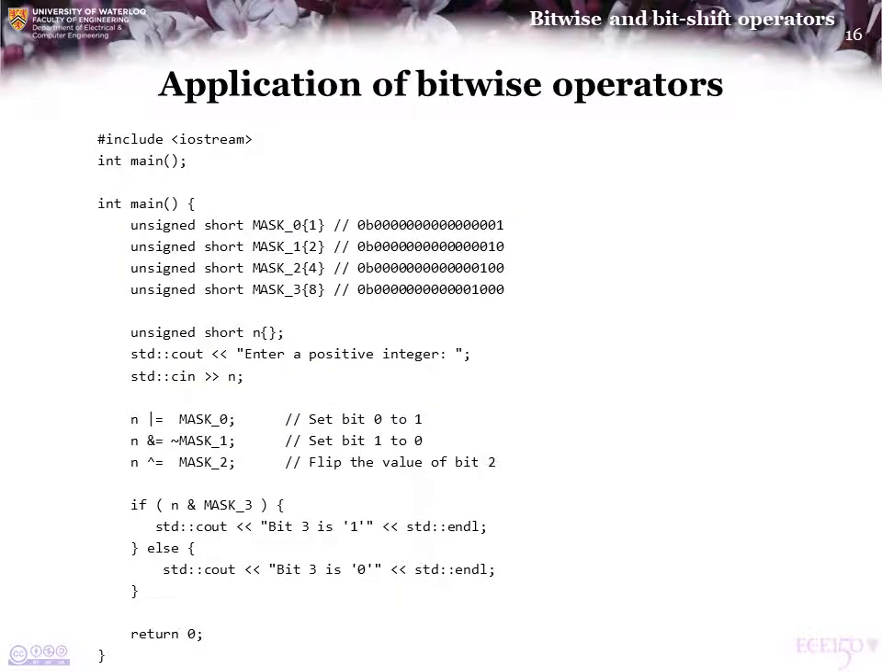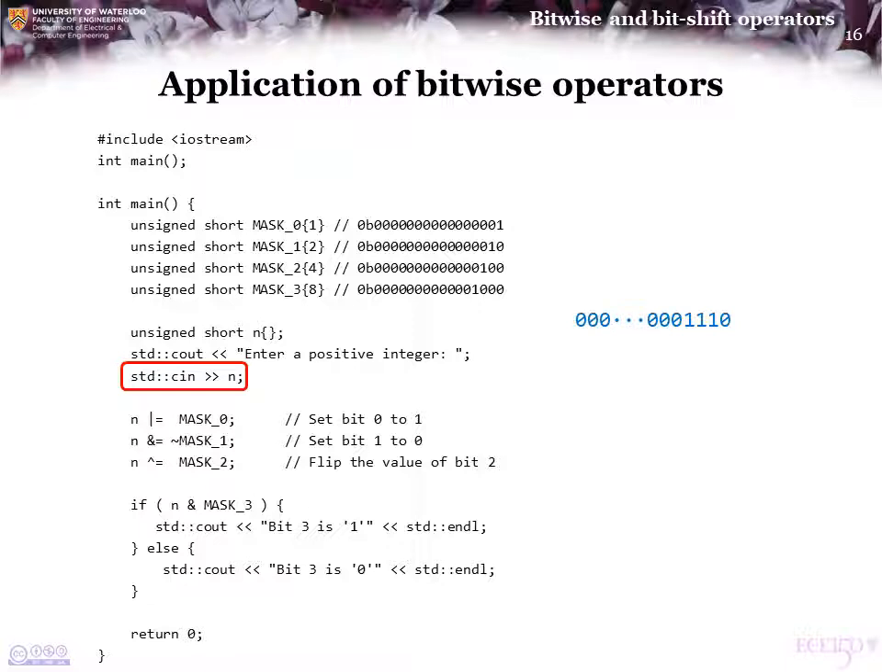Let's take a look at this program. Here I have defined 4 local variables of type unsigned short with the values 1, 2, 4, and 8. These being powers of 2 means that each of them has exactly 1 bit set to 1, specifically bit 0, then bit 1, then bit 2, and mask 3 has bit 3 set to 1. Suppose we ask the user for an integer and the user enters the value 14. Well, now n stores this value in binary as 14 is equal to 8 plus 4 plus 2.